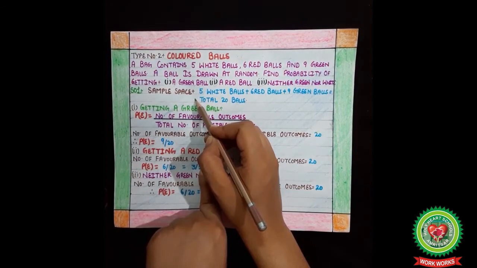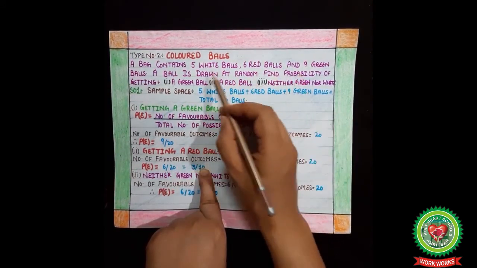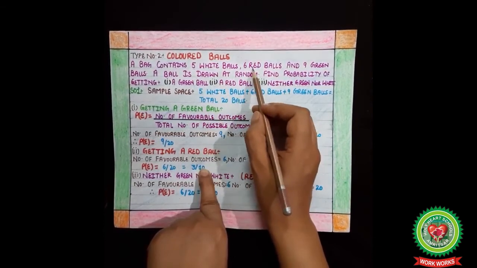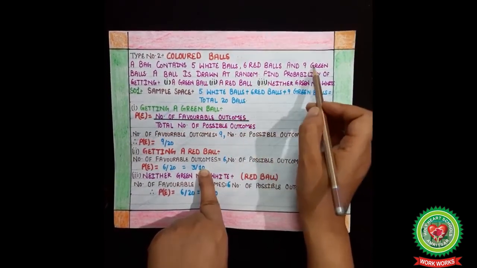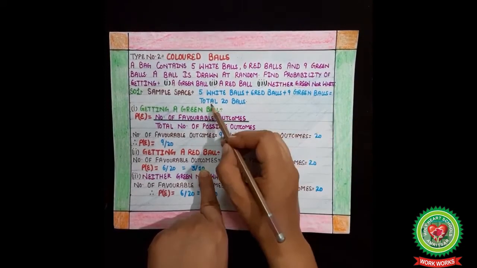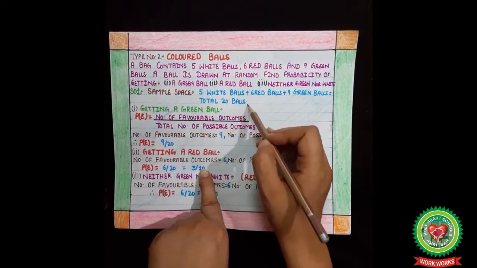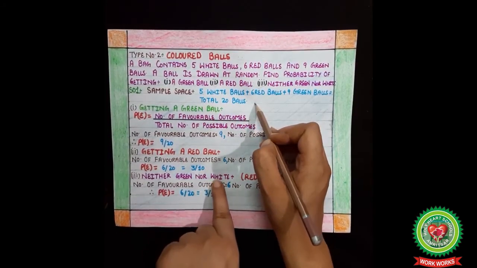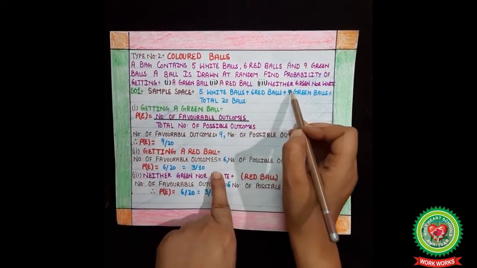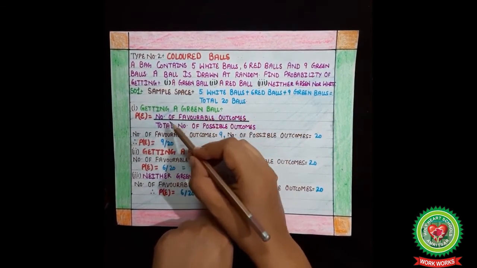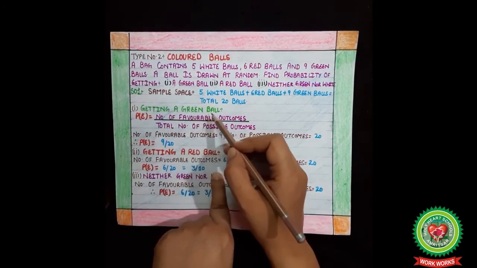So students, first of all, I have to write the sample space. What will be the sample space in case of balls? Means we have to write total balls. 5 white balls plus 6 red balls plus 9 green balls. So total balls are 20. Therefore total possible outcomes will be 20 in all cases. Now start with part number first, that is getting a green ball.